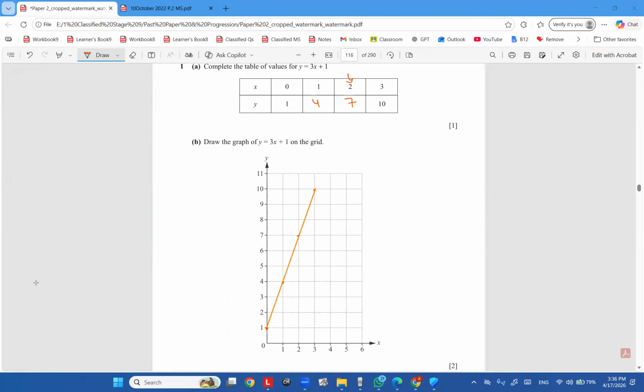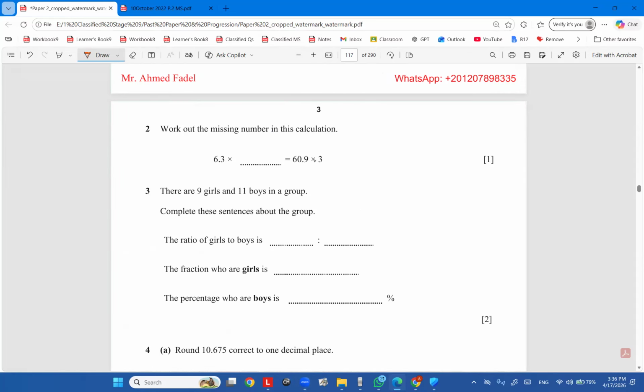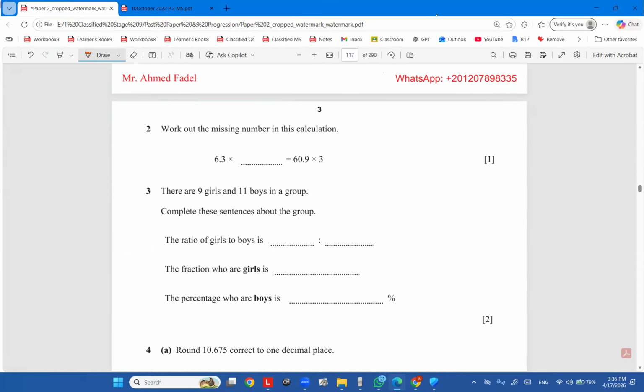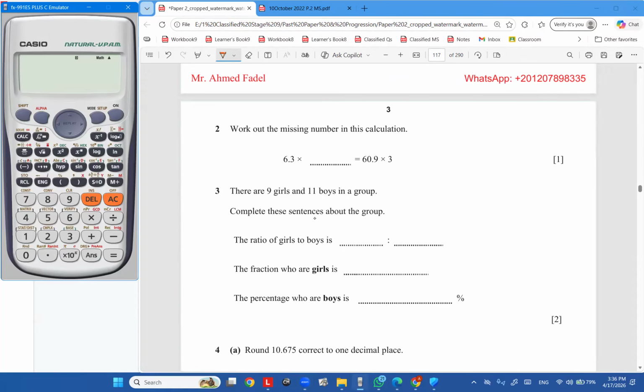All right, the next question. Just a second, let me erase this. Work out the missing number in this calculation. This is paper 2, so let me get my calculator.